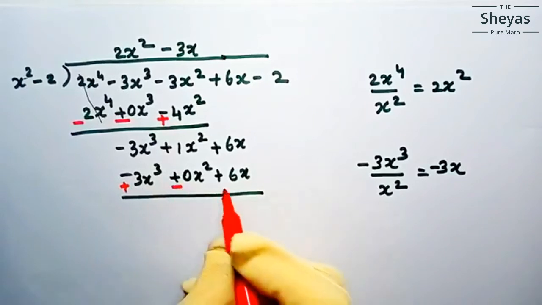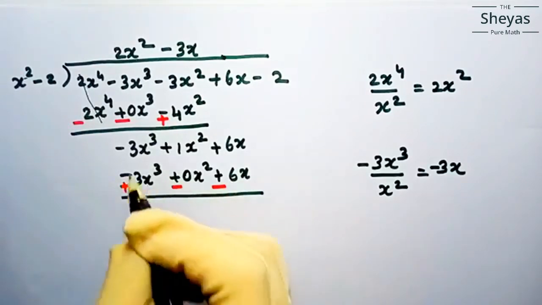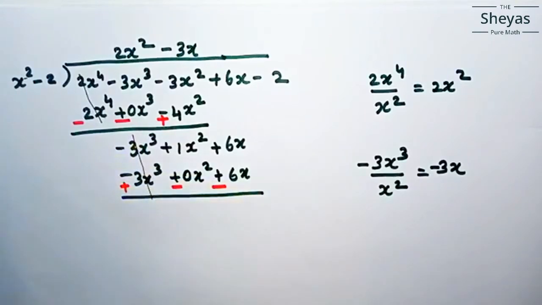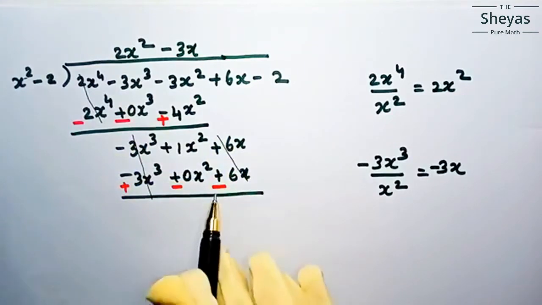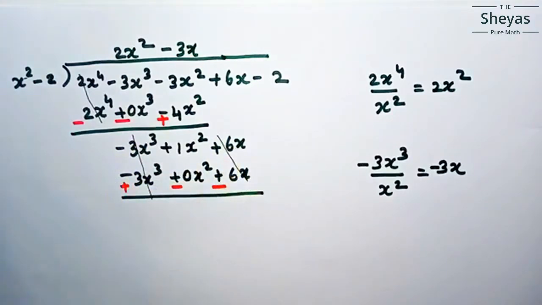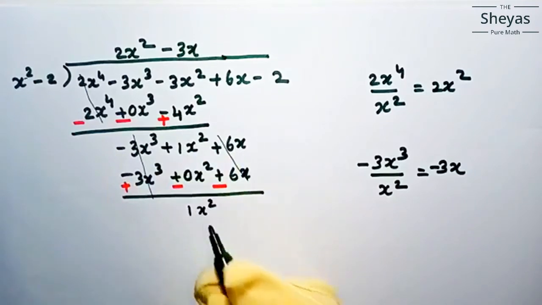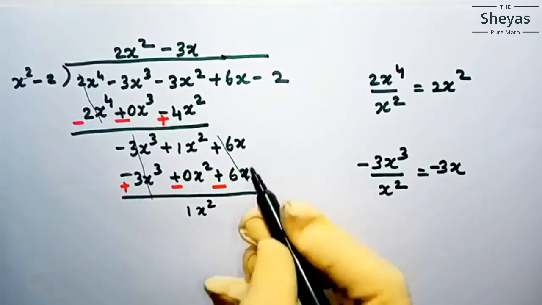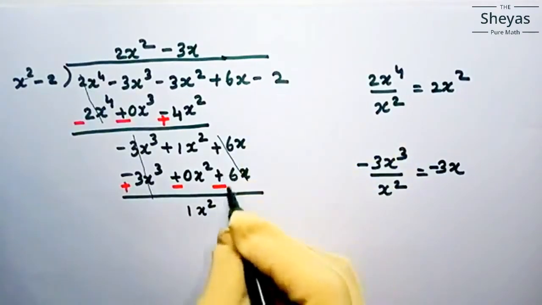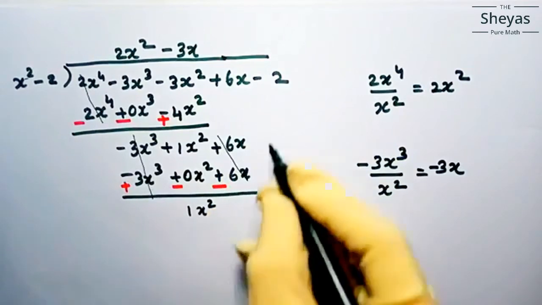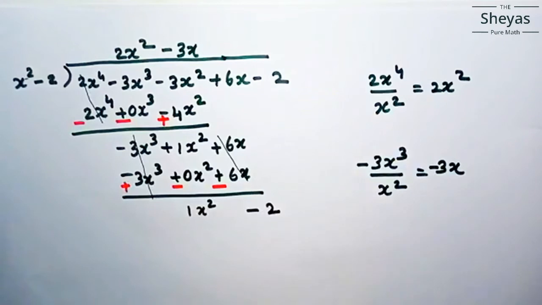Plus, minus, minus. Now minus 3x cube plus 3x cube gets cancelled, and plus 6x minus 6x gets cancelled. You have to do it with the new sign. So these both get cancelled and the remaining plus 1x square will come down. Then what is the next term? So this also, plus 6x minus 6x will be 0, and now bring the remaining term minus 2 down here.